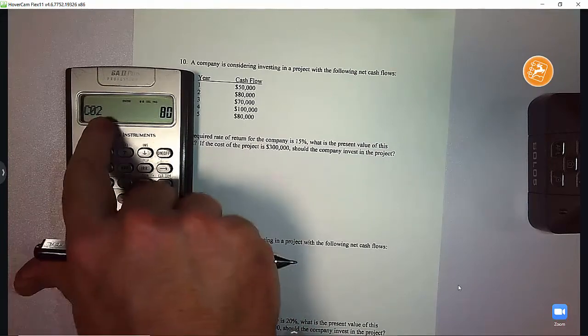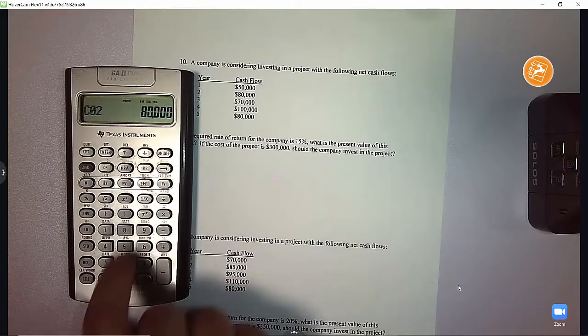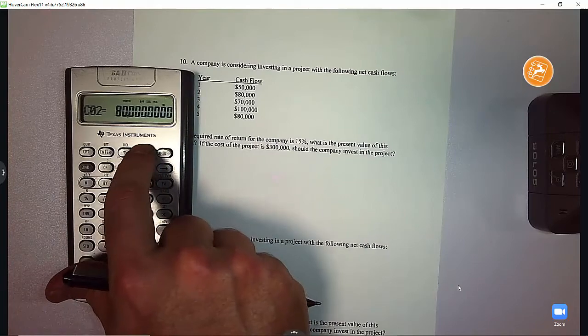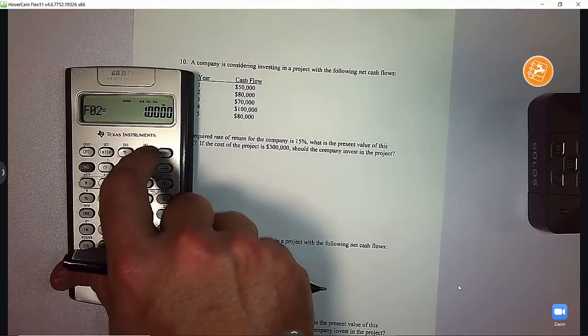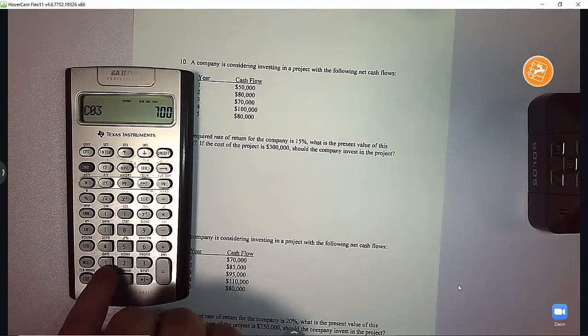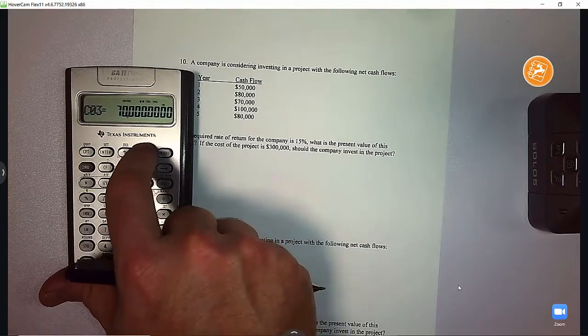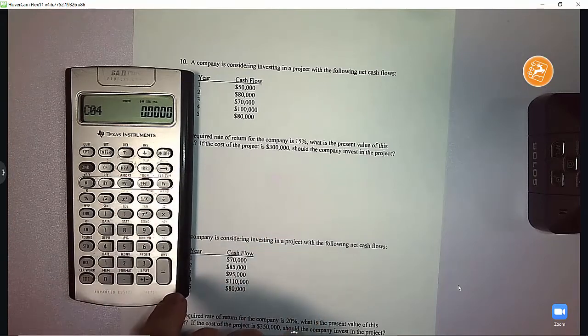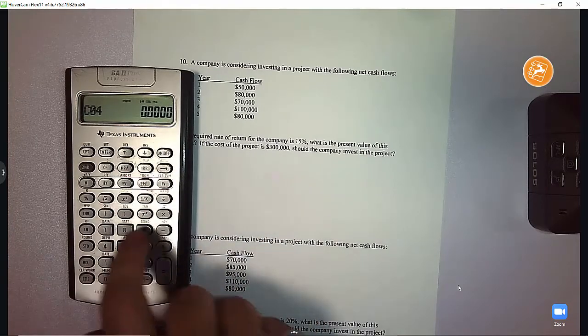$80,000 is my cash flow at time 2. And then enter. And then press the down arrow, just past the frequency. Cash flow at time 3 is $70,000. And then enter. Cash flow at time 4 is $100,000.